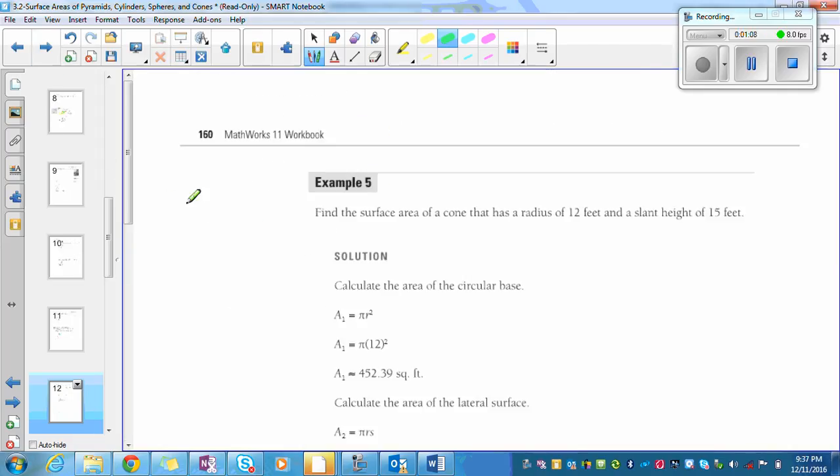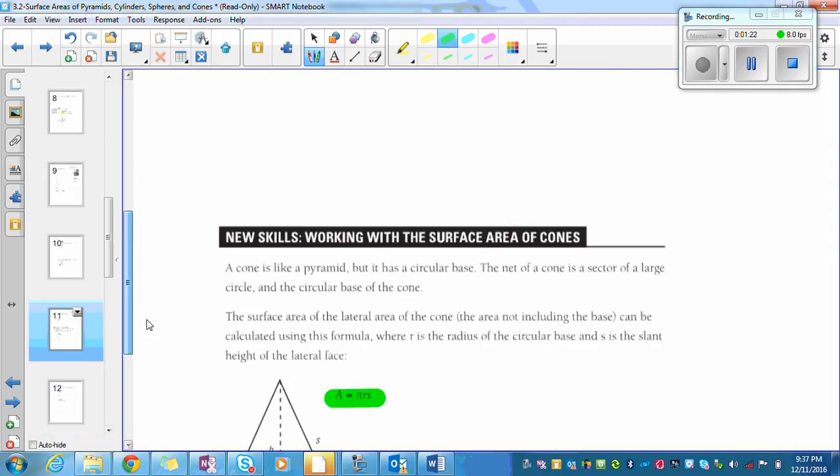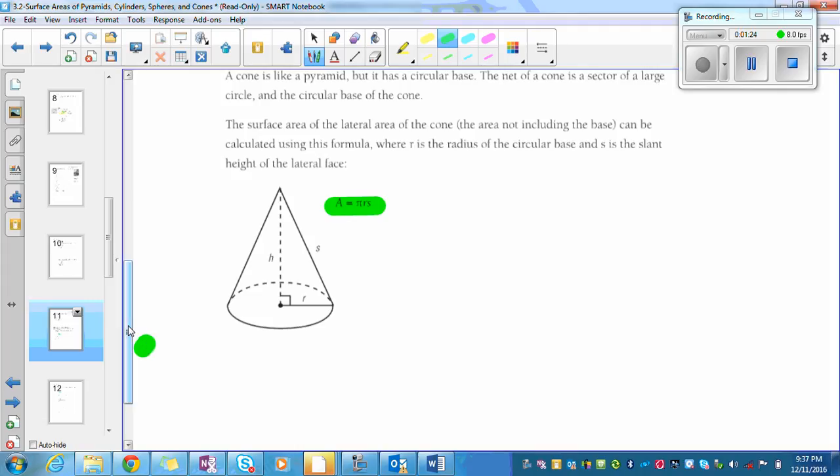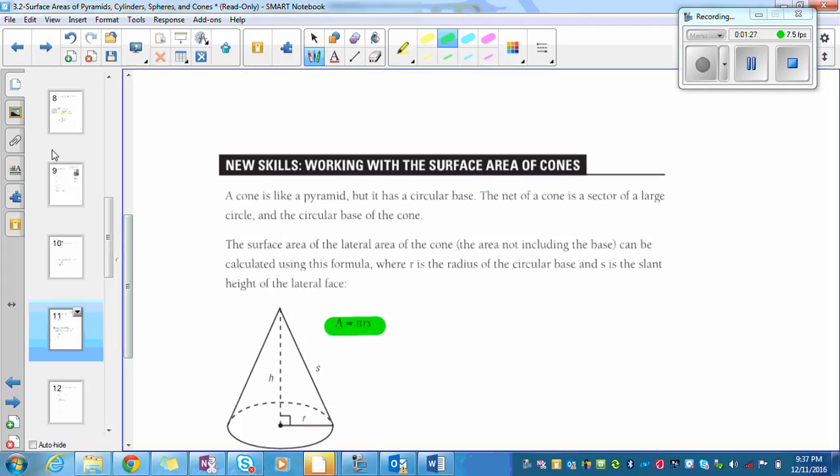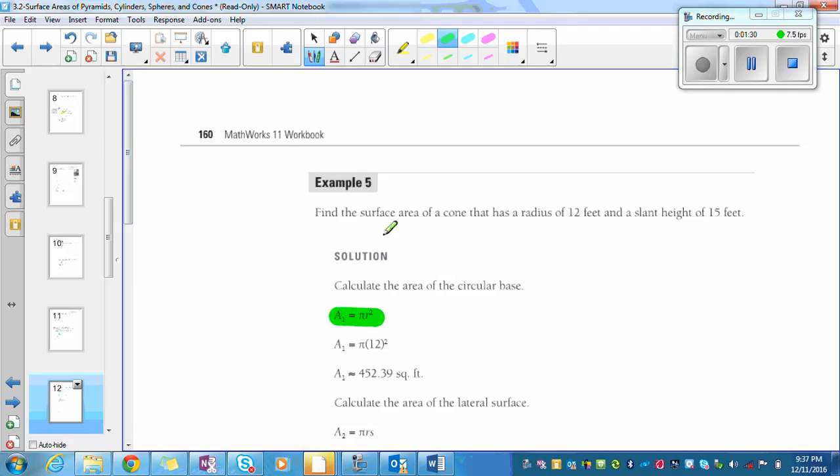So to calculate the surface area of a cone, first we can calculate the area of the base, which is pi r squared. Let's scroll down here. Do we have an example? Find the surface area of a cone that has a radius of 12 feet and a slant height of 15. Okay, so to find the surface area of the entire cone, we assume that it also means its base.